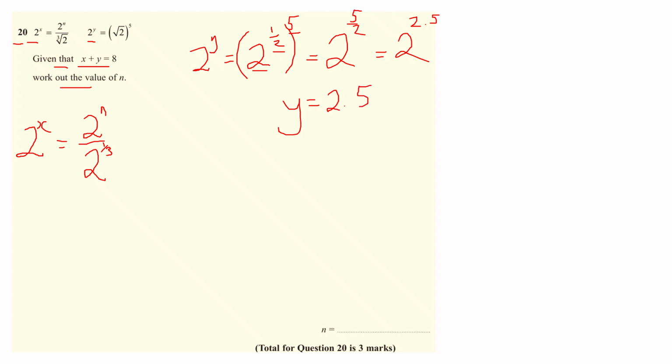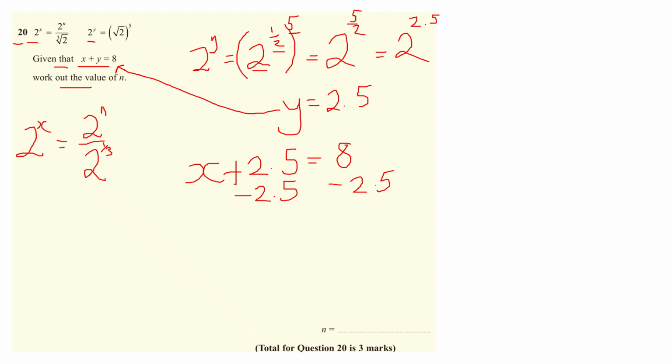Well, I can sub this into here to work out a value for x. So if y is 2.5, we're going to have x plus 2.5 is equal to 8. Subtract 2.5 on both sides of my equation to balance each side. When we do that, we get x is equal to 8 minus 2 is 6, minus 0.5 makes 5.5. So x is equal to 5.5 here, or 11 over 2 as a fraction.